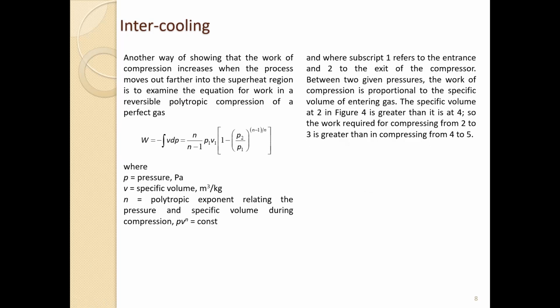Well, P is the pressure in pascal, v is specific volume in cubic meter per kilogram, and n is the polytropic exponent relating the pressure and specific volume during compression. So P v^n is equal to constant, and subscript 1 refers to the entrance and 2 to the exit of the compressor. Between two given pressures, the work of compression is proportional to the specific volume of the entering gas.